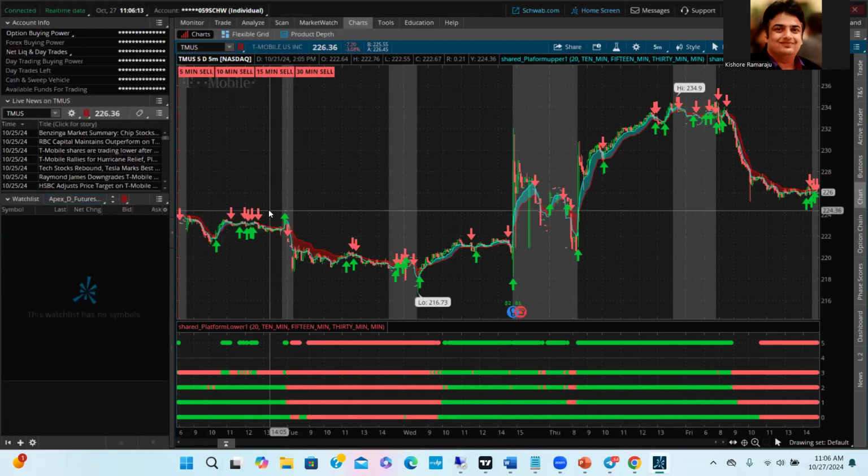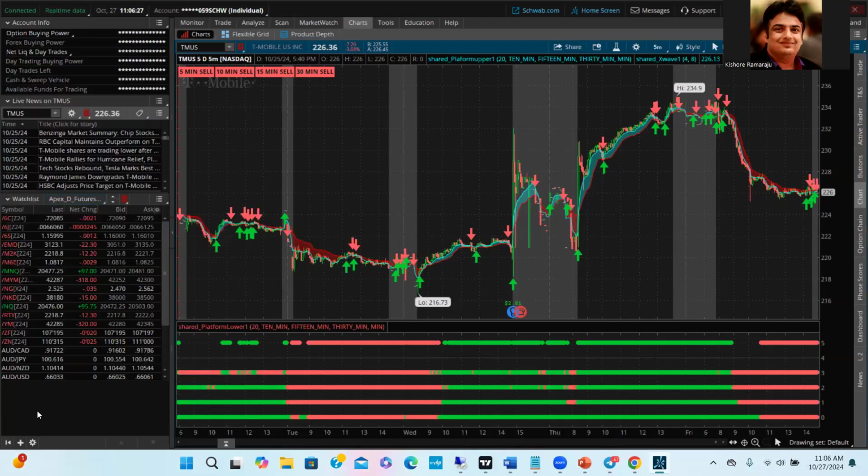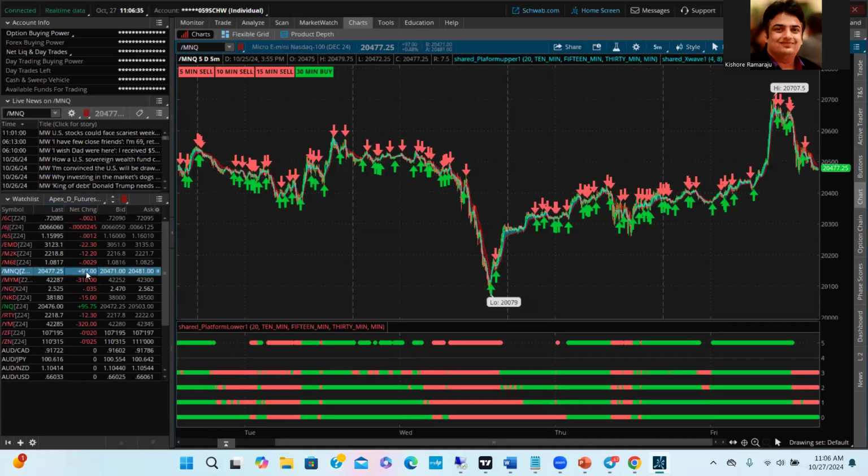For example, I want to look for which futures are in a downtrend. As of now, there are no specific symbols in downtrend. Okay, yeah, now it is showing EMD is in a downtrend or MNQ is in a downtrend. So if I go and click on MNQ, 5, 10, 15, everything is red. If 30 also becomes red, there can be a lot bigger drop on MNQ tomorrow.